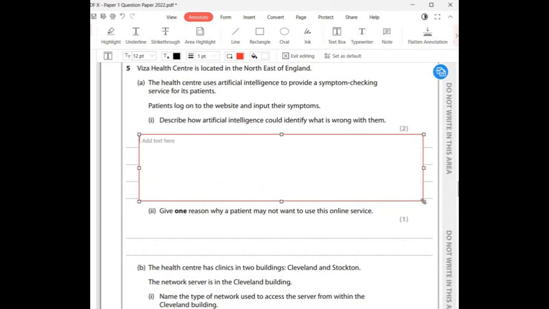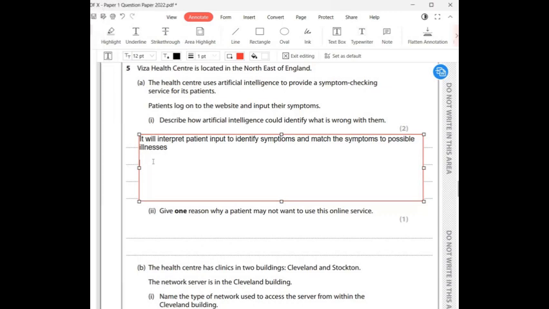2 marker, so you could say it will interpret patient input to identify symptoms and match the symptoms to possible illnesses. So that would get you 2 marks.